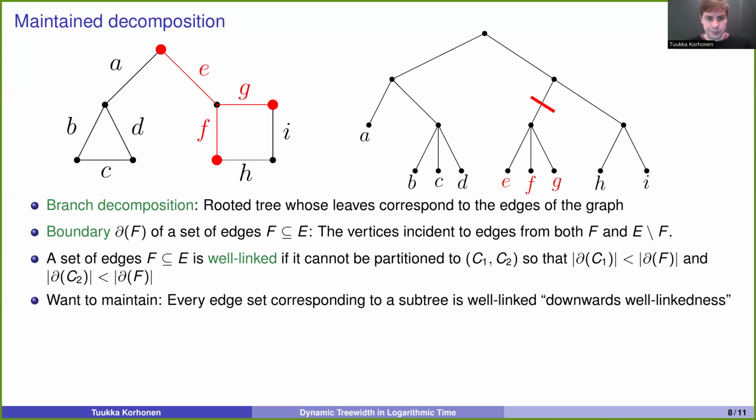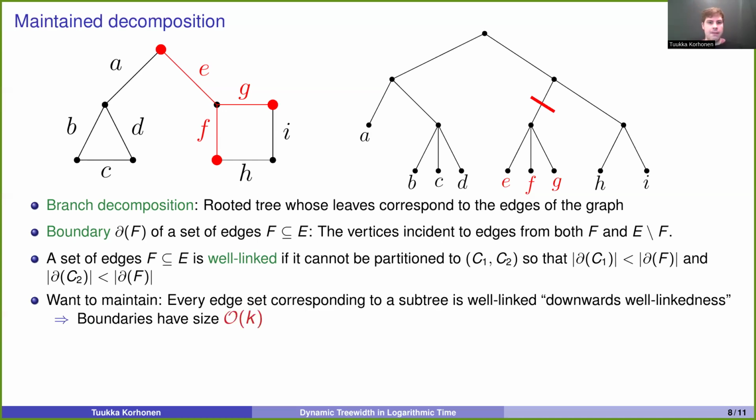What we want to maintain in our branch decomposition is that whenever we have a subtree, which corresponds to some set of edges of the graph, this set of edges is well linked. We call this property, that every subtree of the branch decomposition forms a well linked set, downwards well-linkedness. This is the main invariant we have, and this is the main thing that makes things work.